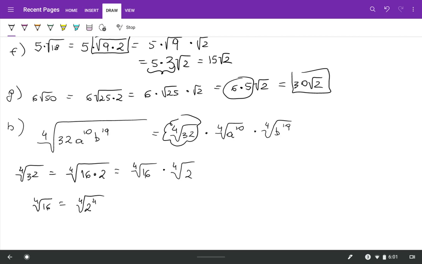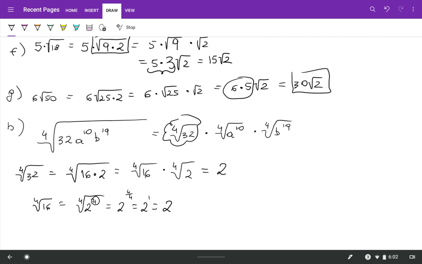And think of, so that will give you 2. 4 divided by 4 is 1, which is 2. So radical of index 4 of 16, it's 2. Because if you want to rewrite that using exponents, this is 4 divided by 4, 2 to the power of 1, which is 2. So from here we're getting 2.